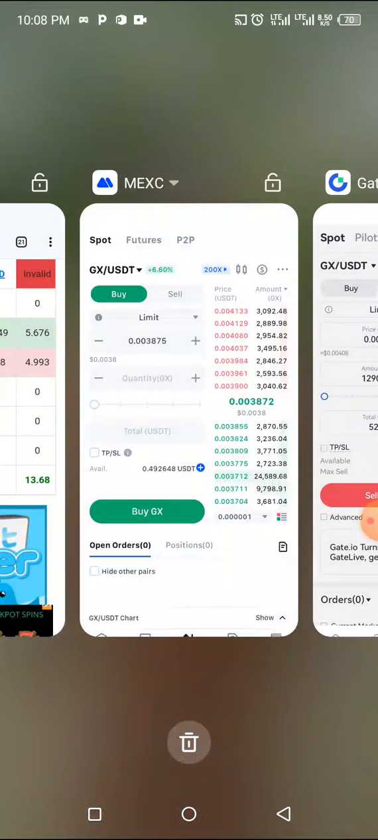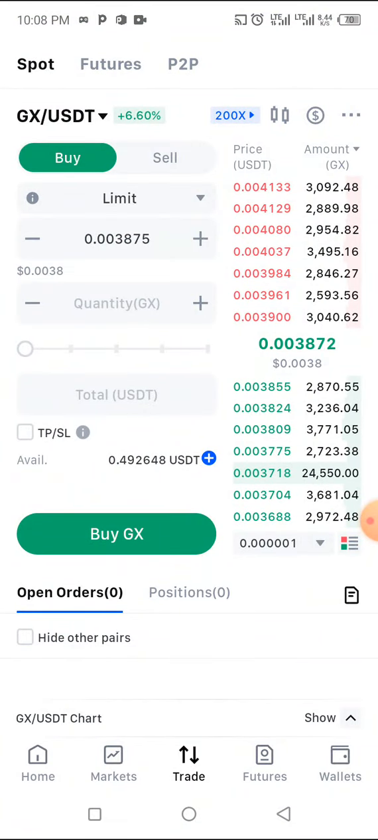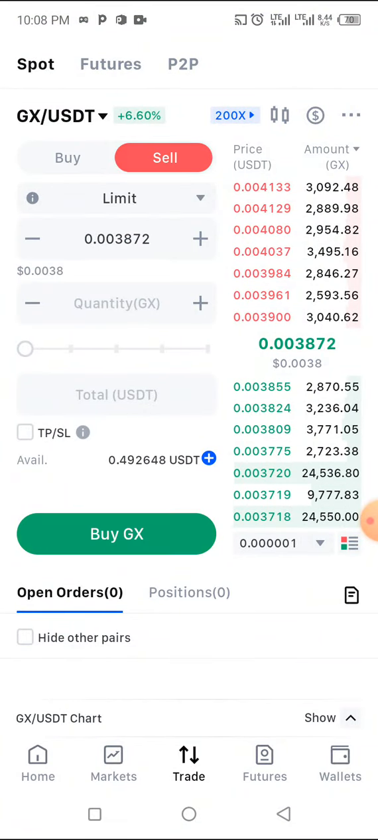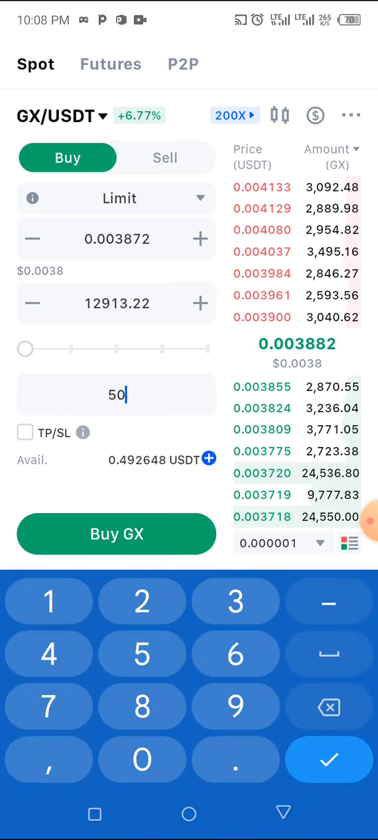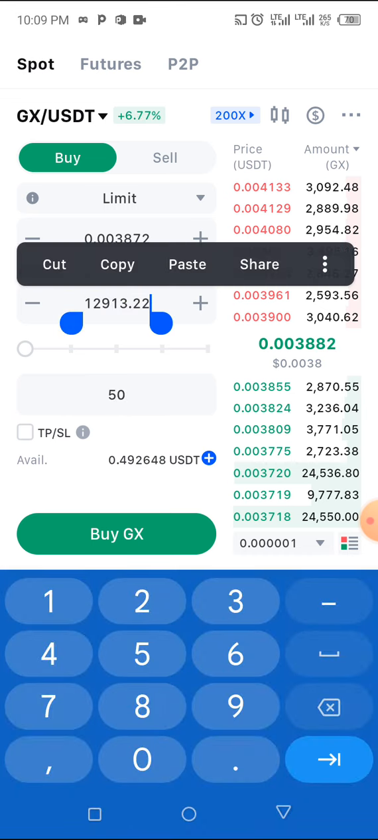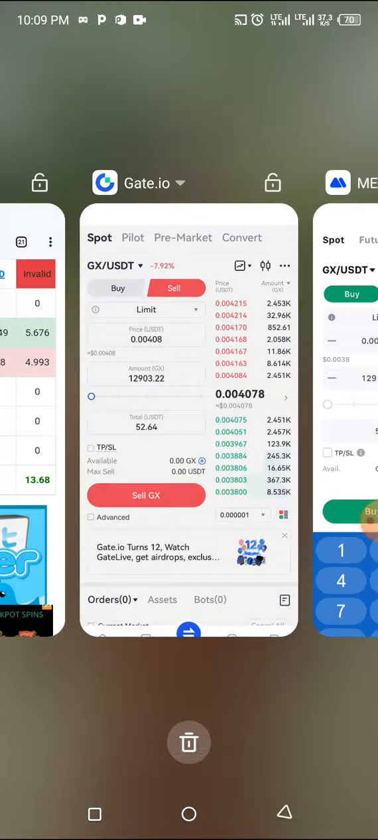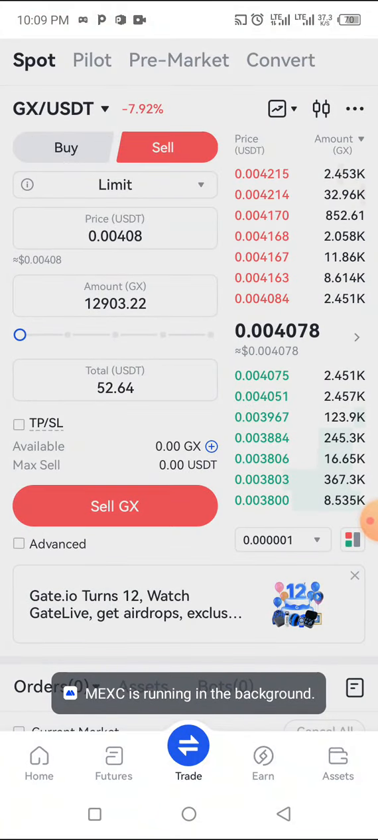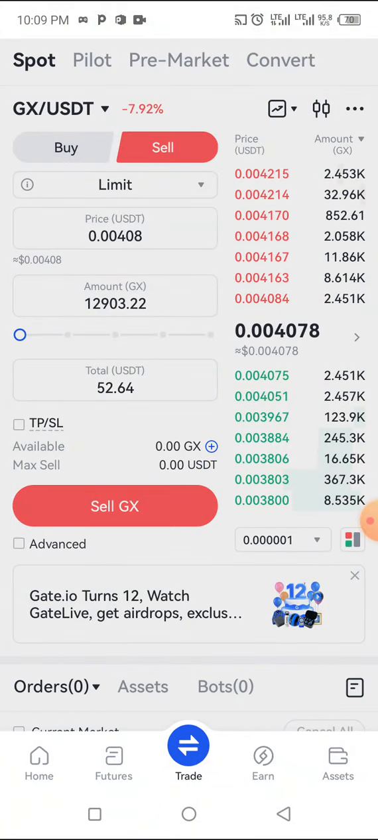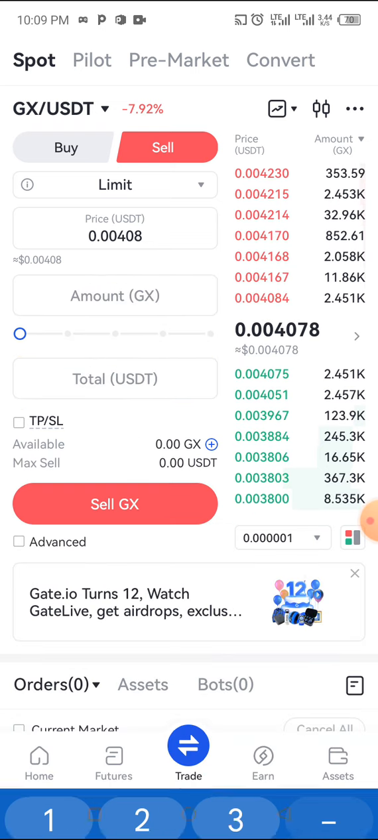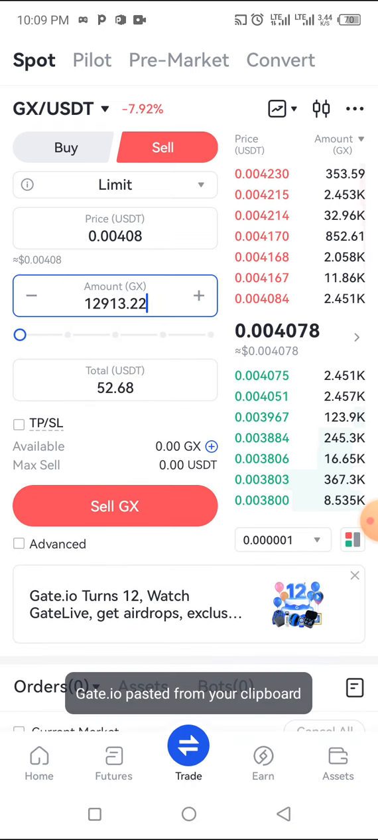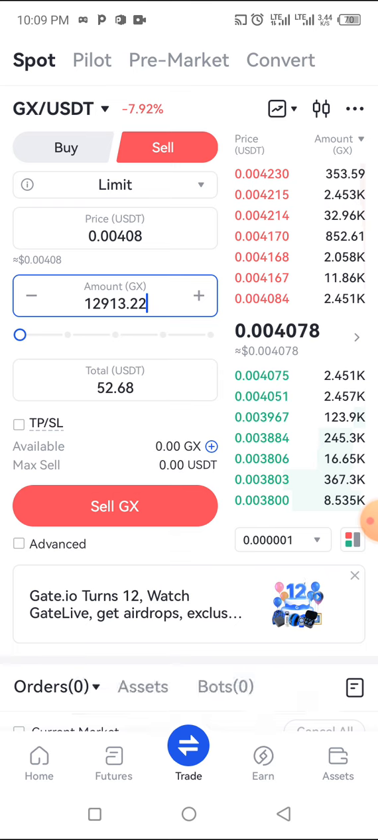So let me see, if we buy, how much are we going to make? Let's say I am using $50 to do this estimate. So I buy my $50 coin, and I go back to this platform. When I go back, I just have to clear everything here. After clearing, I just paste it there. That means 52.68 USDT. That's what I'll be making.